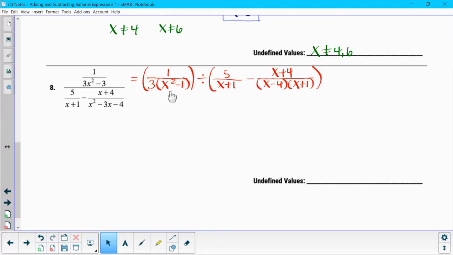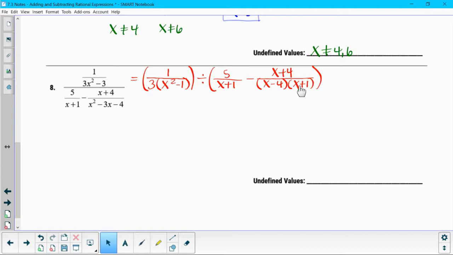3 times x squared minus 1, which should already be a little red flag. This needs to be factored more. Divided by 5 over x plus 1 minus x plus 4 over, and I went ahead and factored this denominator 2 to be x minus 4, x plus 1.